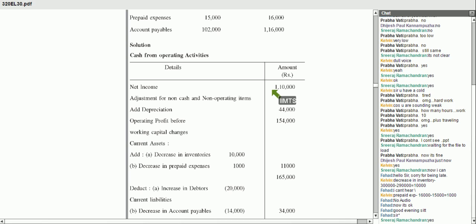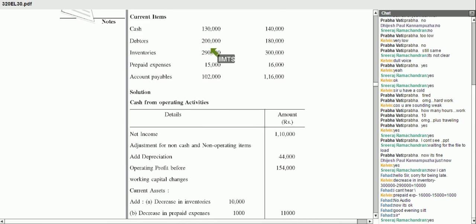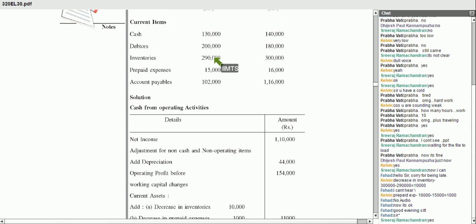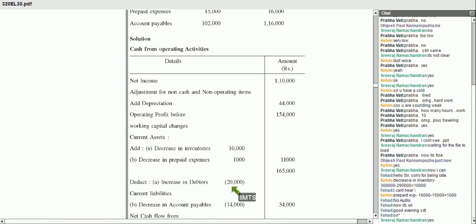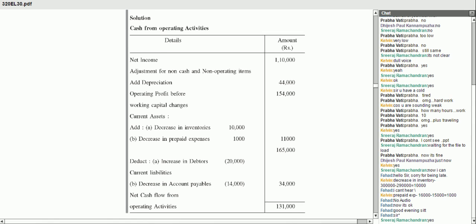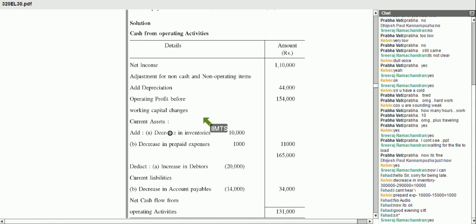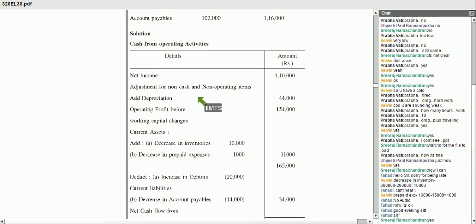Okay, now let's see what all things we have to deduct. Debtors. At the beginning of the year the debtors was 1,80,000, and at the end of the year it is 2 lakh. So increase in debtors is 20,000, and for current liabilities the decrease in account payable is 14,000. These things we will add to this value, and these values we will deduct from 1,54,000, right?